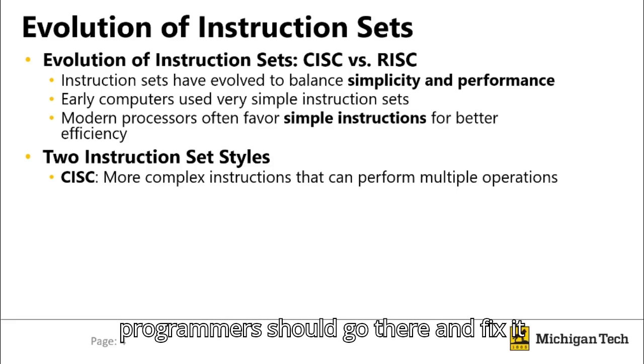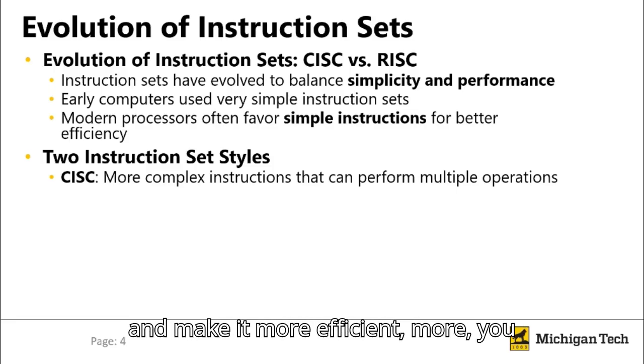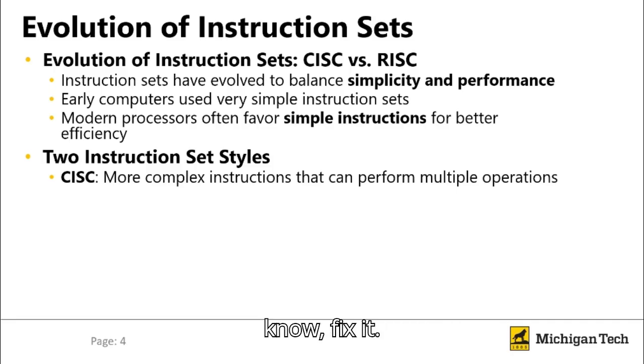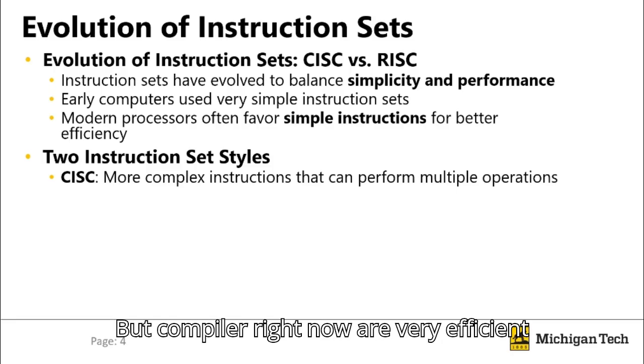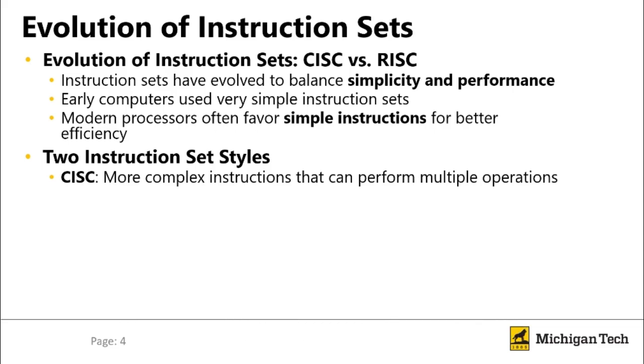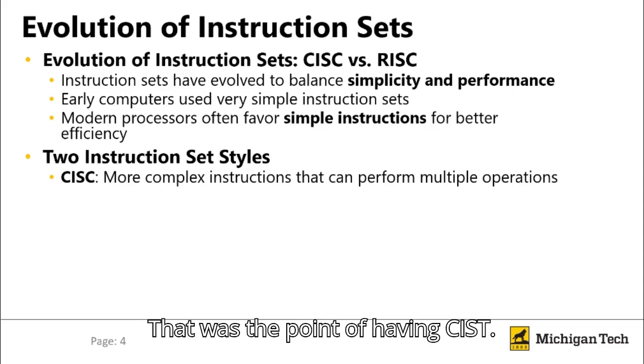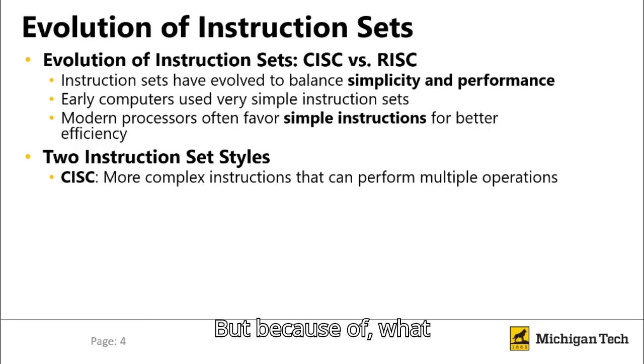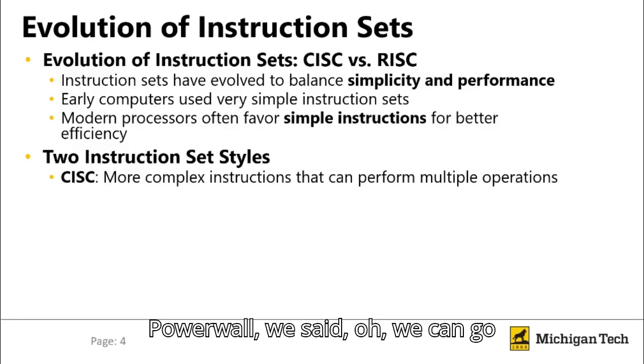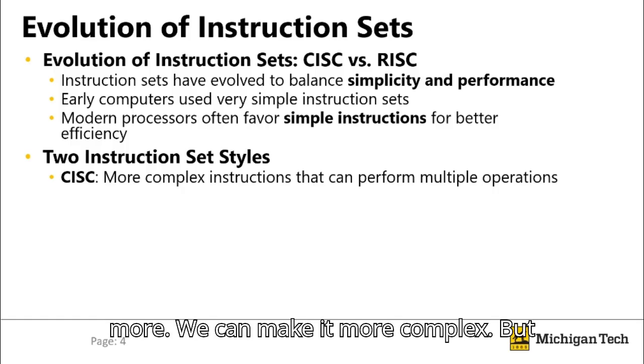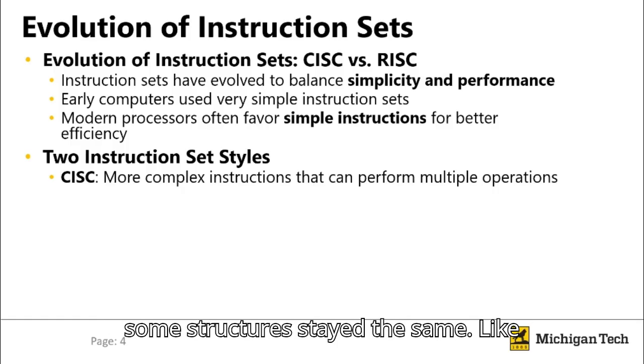So programmers should go there and fix it and make it more efficient. But compilers right now are very efficient and very optimal. That was the point of having CISC. But because of what happened with complexity and the power wall, we said, oh, we can go more. We can make it more complex. But some structures stayed the same.